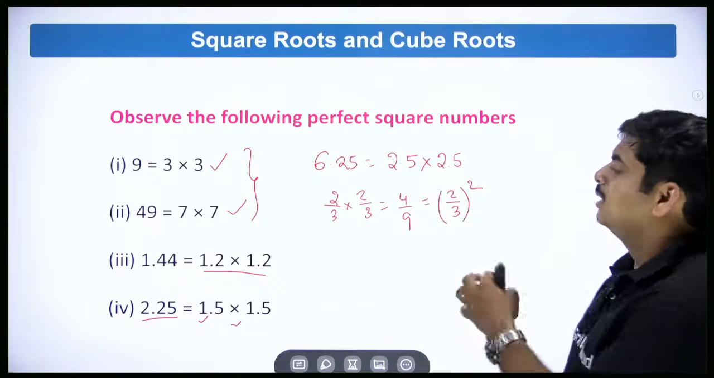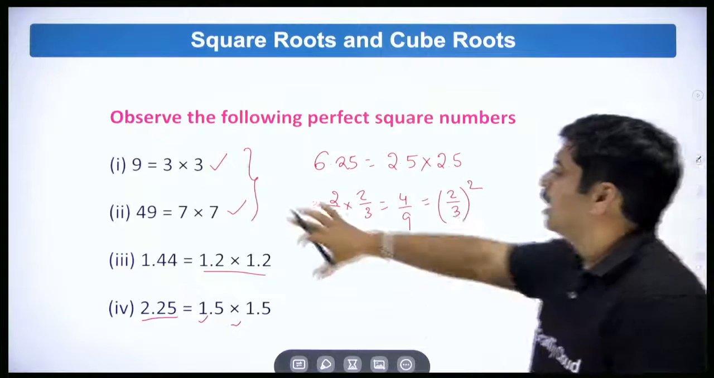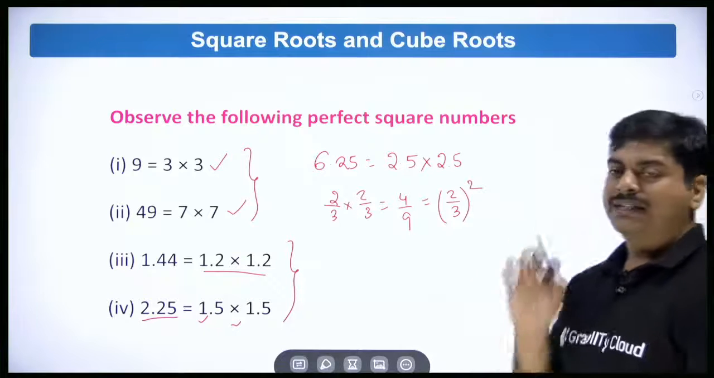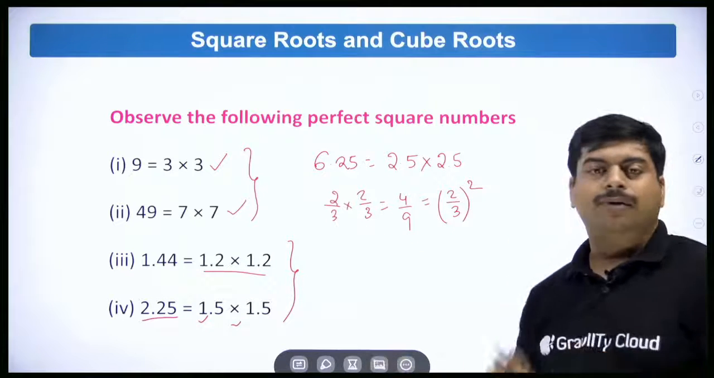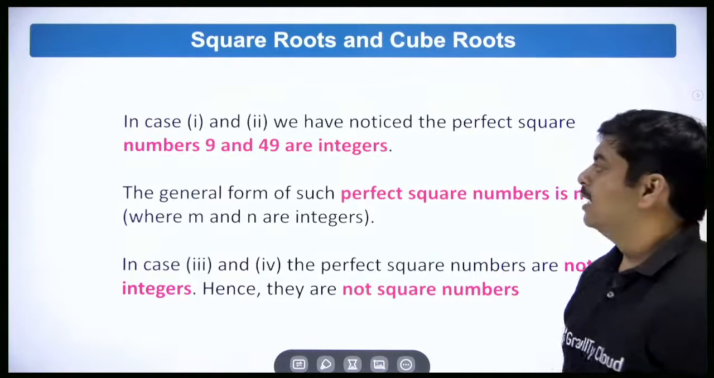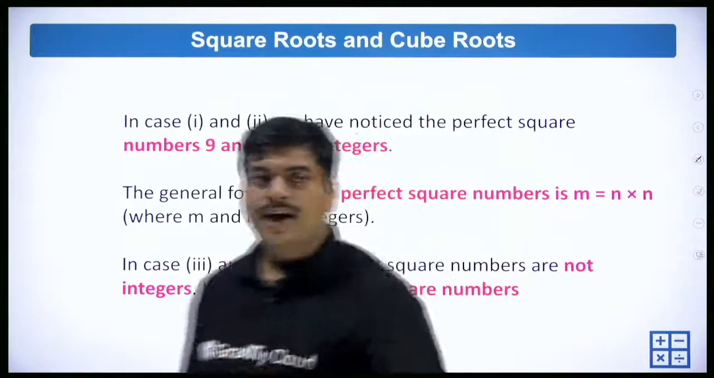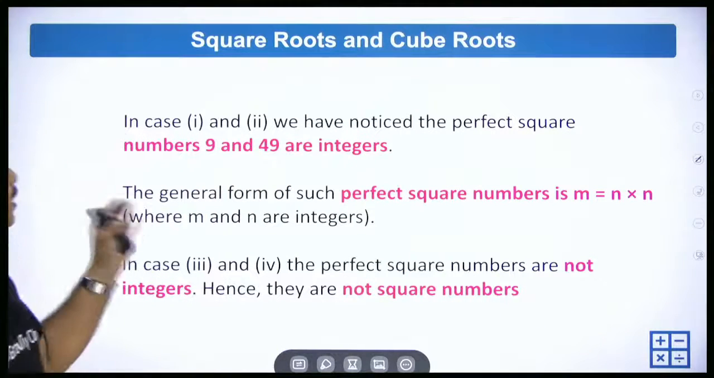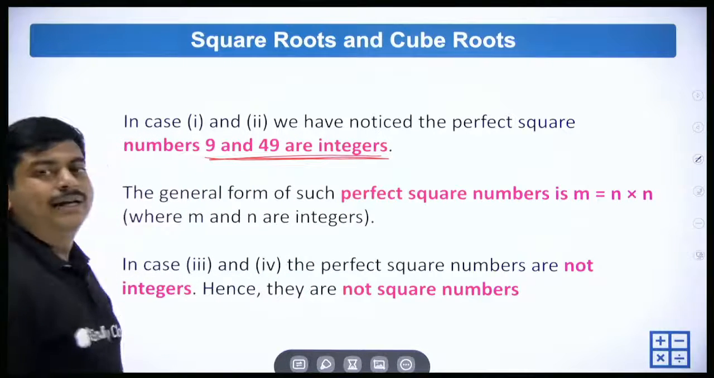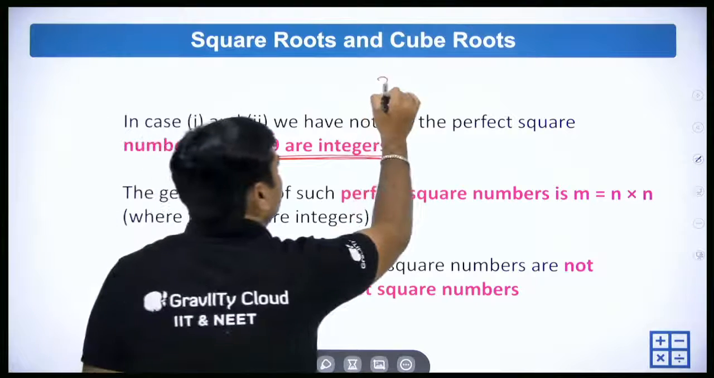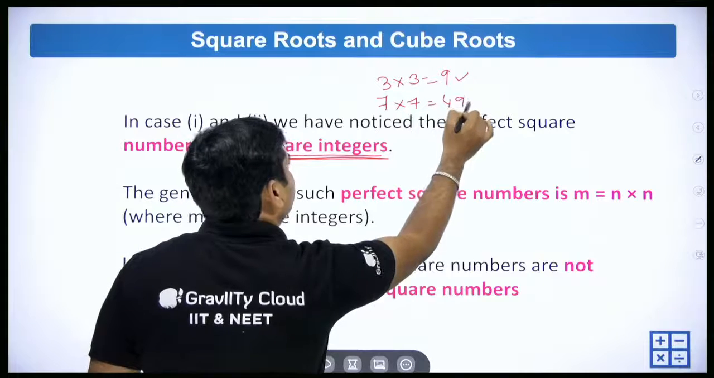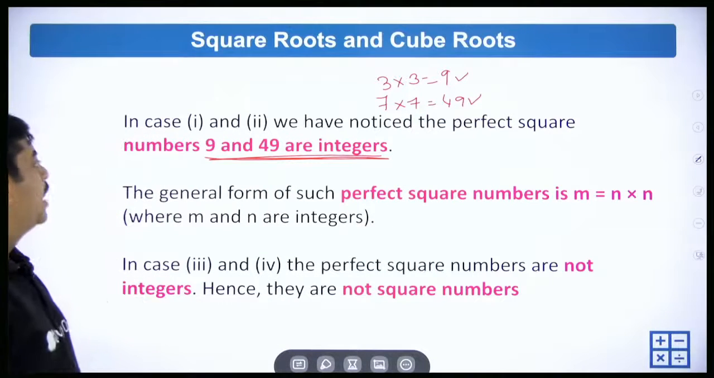So we are going to discuss the difference between the first and second, and the difference between the third and fourth. There is a small difference. The first two are perfect integers, but not the next two. In cases 1 and 2, we have noticed that the perfect square numbers 9 and 49 are integers. Yes, 3 into 3 is 9. It's a perfect integer. 7 into 7 is 49. It is a perfect integer, right? So they are perfect squares and integers.